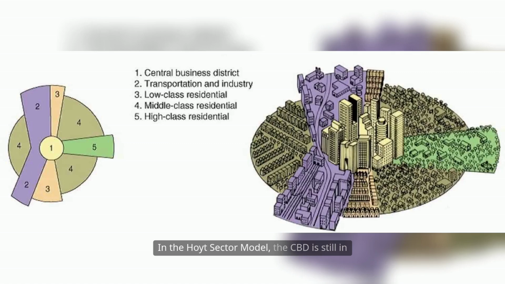In the Hoyt sector model, the CBD is still in the center, but expanding outward away from it along transportation lines are zones used for industry and residential developments. For example, the electric streetcar allowed low-income areas to extend from the CBD to the outer edge of the city. Land use within each sector would remain the same because like attracts like.